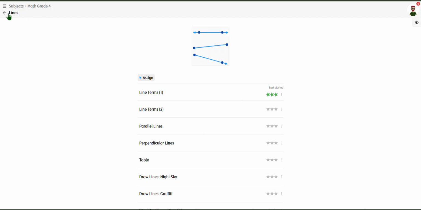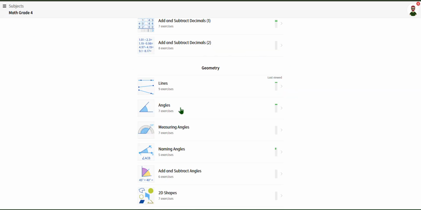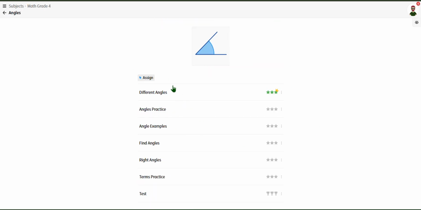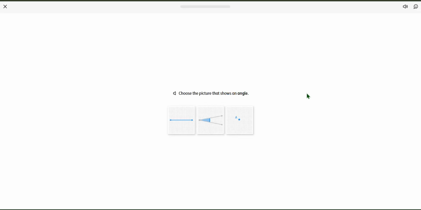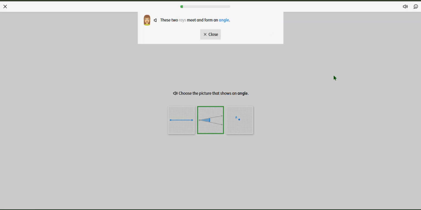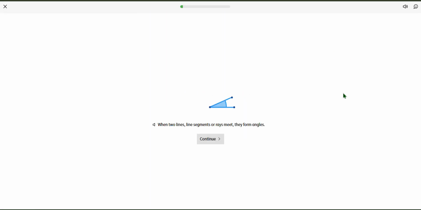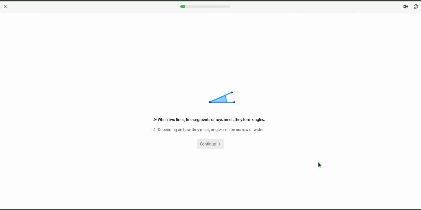Excellent job, everybody. Let's go ahead and get into the angles practice working with the definitions. Choose the picture that shows an angle. This one right here. These two rays meet and form an angle. When two line segments or rays meet, they form angles. Depending on how they meet, angles can be narrow or wide.